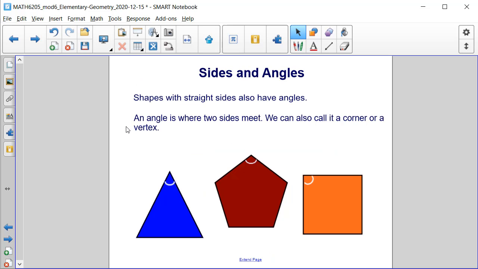Shapes with straight sides also have angles. An angle is where 2 sides meet, and we can also call that meeting point a corner or a vertex. You can have students think of it as the floor is typically a rectangle of a classroom, and the corner of the classroom is where the two sides of the floor end up meeting together. That's an analogy that can be used in the classroom to help them understand where the angle is formed, at the corner or the more math word vertex.